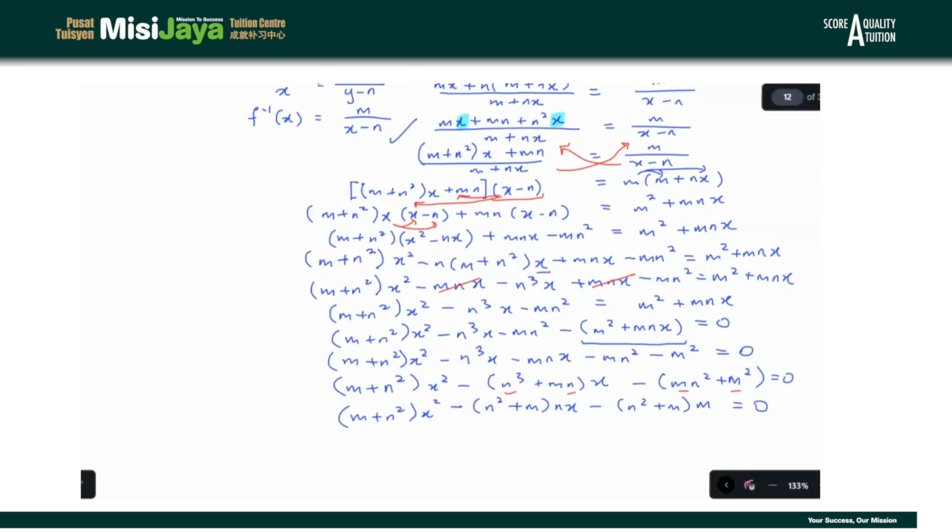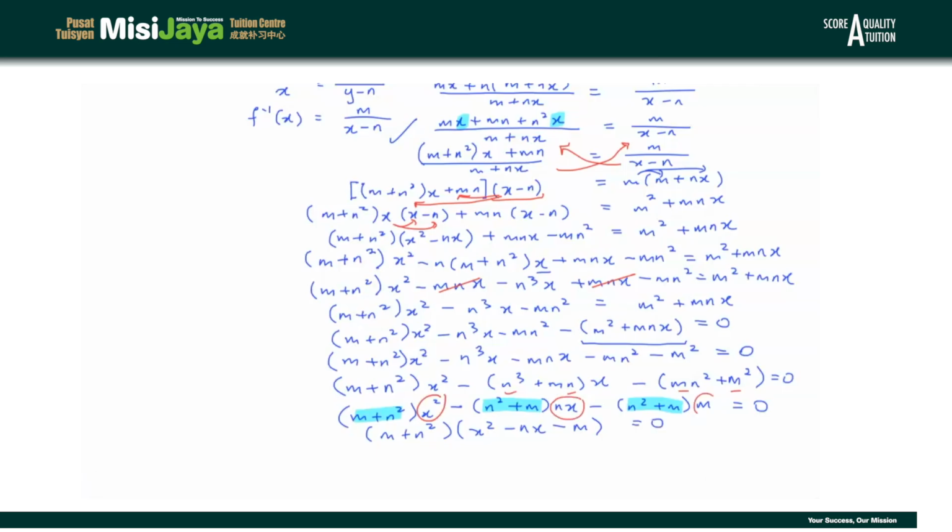Okay, so if we see clearly, we have (m+n) square, then we have this (m+n) square also, and this (m+n) square, so we can factorize it out. So we're going to take out (m+n) square, and after that x square minus nx, and after that minus m. You can see it from here, this one and this one, so I put it over here. So next, I'm going to move this bracket to the right so it becomes 0, so it will be (m+n) square equals 0.